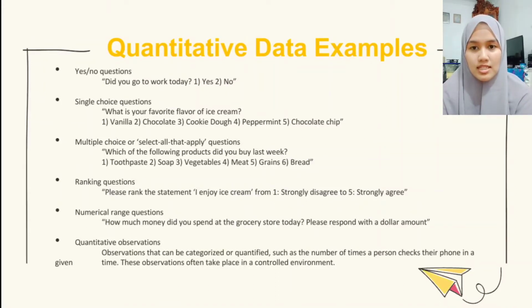Ranking questions, and then numerical range questions, and the last, quantitative observations. Observations that can be categorized or quantified, such as the number of times a person checks their phone in a given time. This observation often takes place in a controlled environment.